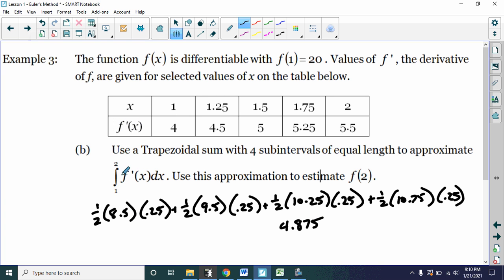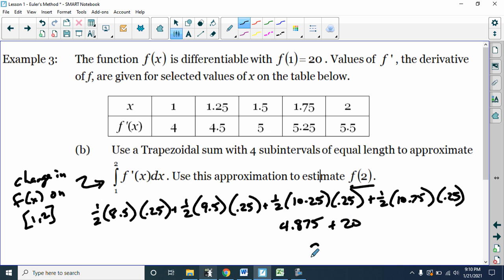Remember, when you integrate from 1 to 2, this is going to give you the change in f of x from 1 to 2. So if f of x changes by 4.875 from 1 to 2, don't forget to add in the initial value. So that's the trapezoidal sum there. f of 2 is about 24.875. So that is a second way, if we're given a table of derivatives, that we can approximate f of 2.